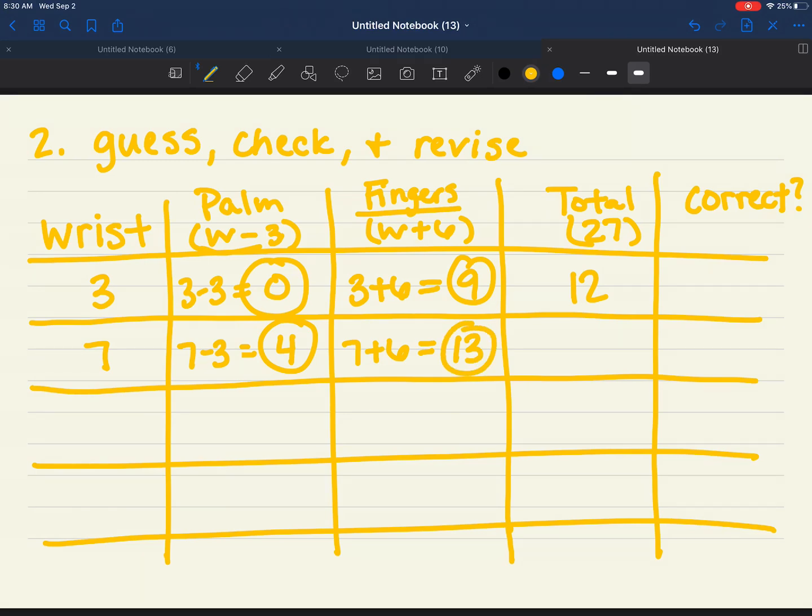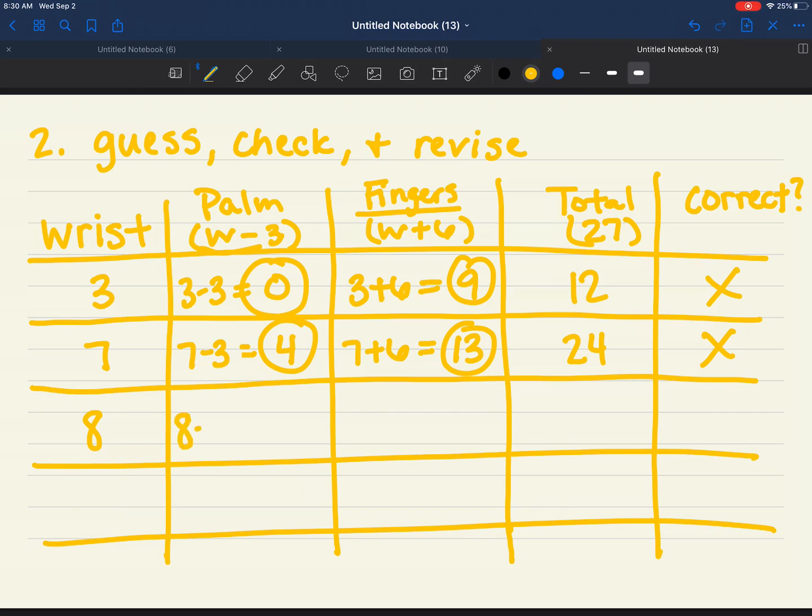13. Good. Okay, now let's add. What's 7 plus 4? 11 plus 13? 24. So I'm really close. That means it's probably going to be what number? Sorry, I should have put X's on these because those weren't correct. Okay, so let's try 8.